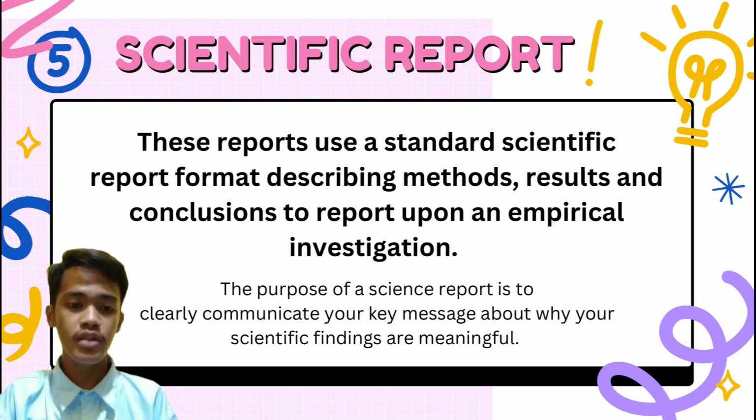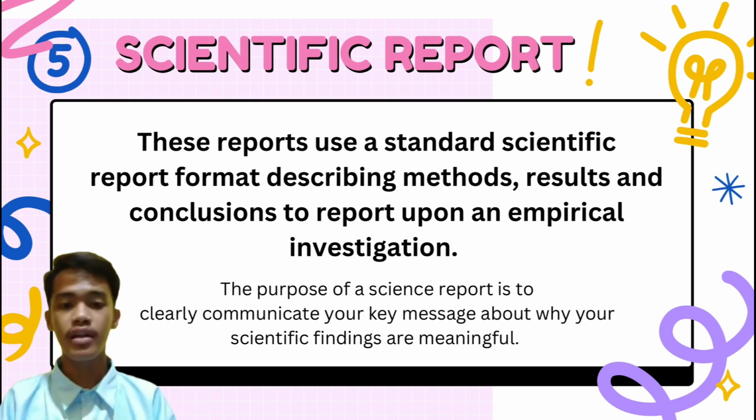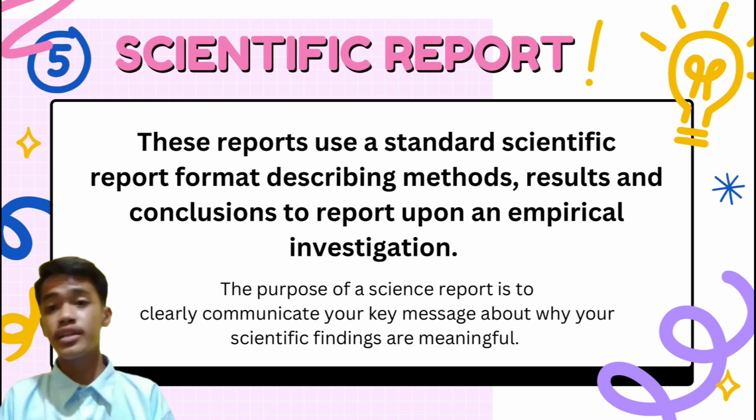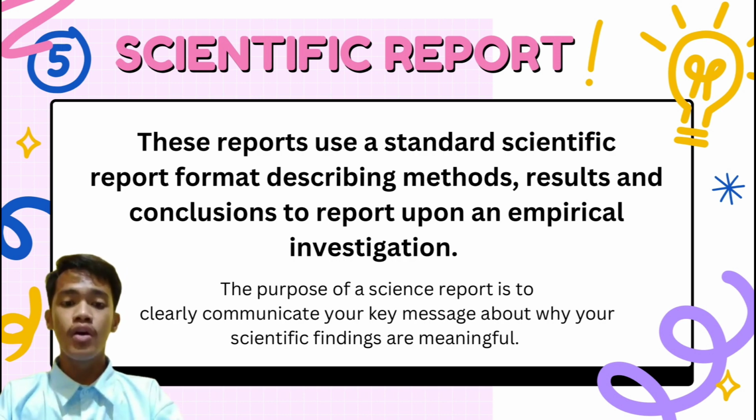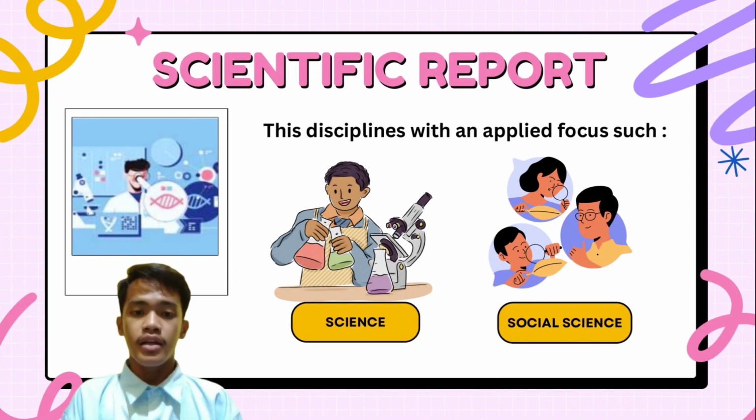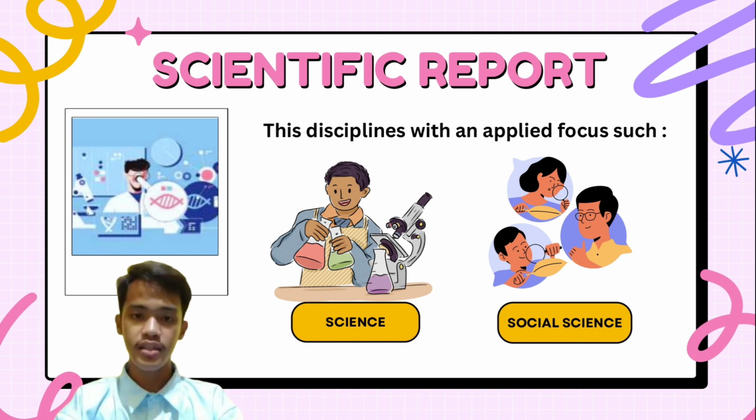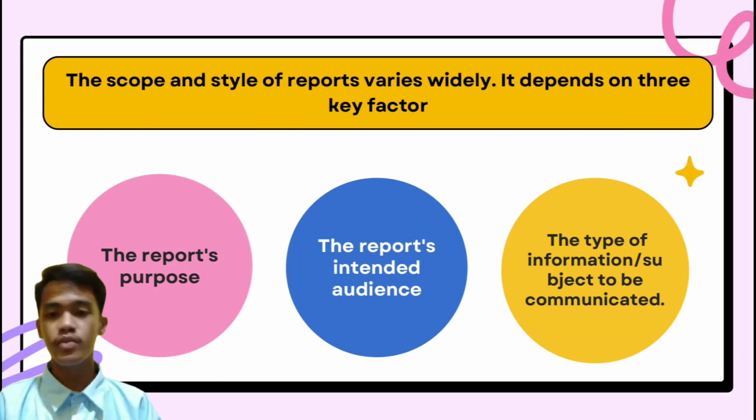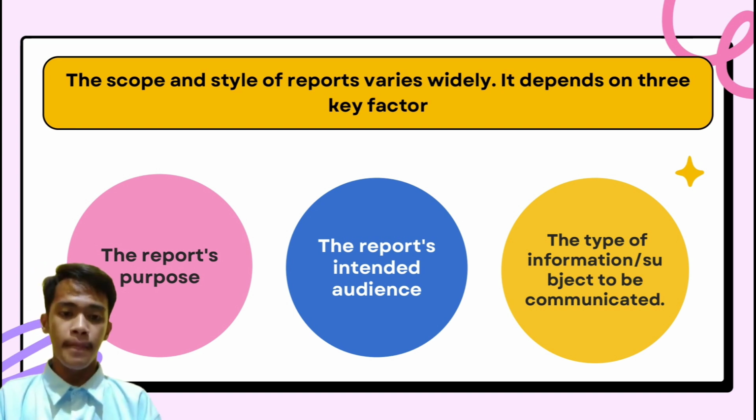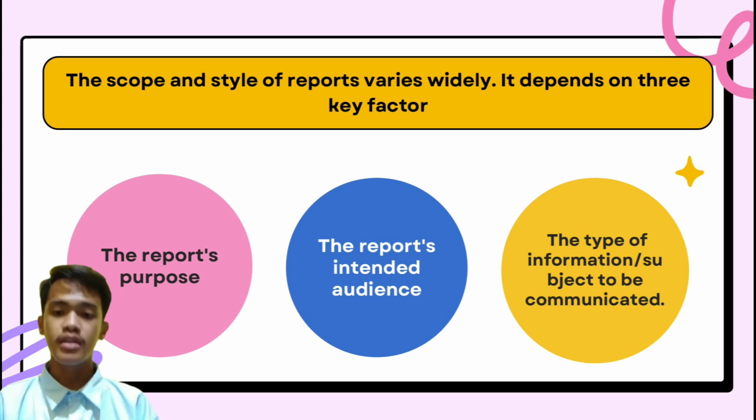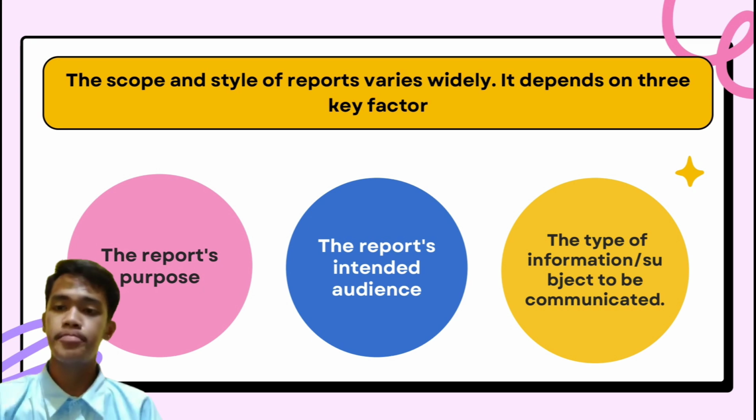The key to a successful science report lies in establishing a clear connection between the introduction and the analysis or discussion, ensuring a seamless flow of information from the initial research question to the interpretation of results. So, for disciplines with an applied focus such as science and social science, the scope and style of reports vary widely. It depends on three key factors. First, the report's purpose. Second, the report's intended audience. Third, the type of information or subject to be communicated.